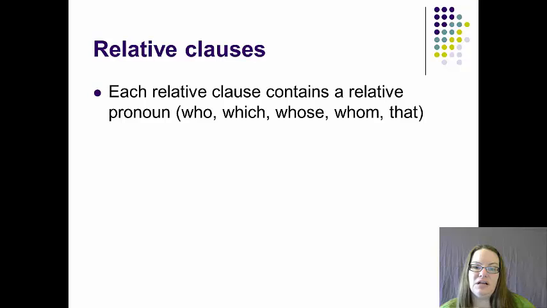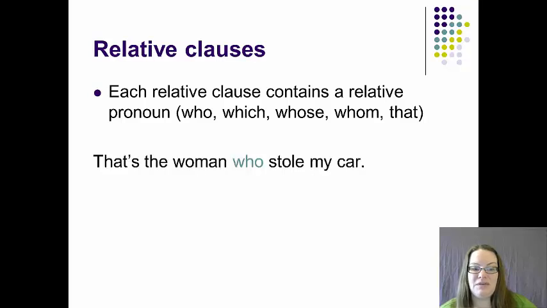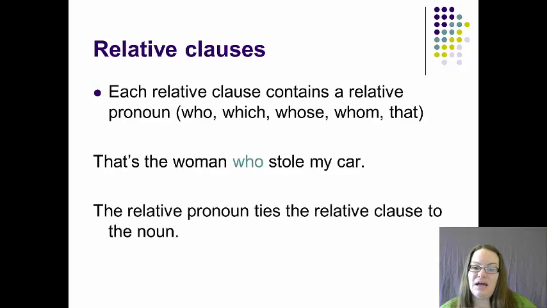So each relative clause contains a relative pronoun. The relative pronouns are who, which, whose, whom, and that. So in this case, we have that's the woman who stole my car. The relative pronoun ties the relative clause to the noun. So in this case, we have the noun, the woman, an object, and then we have who stole my car is describing that object, the woman.